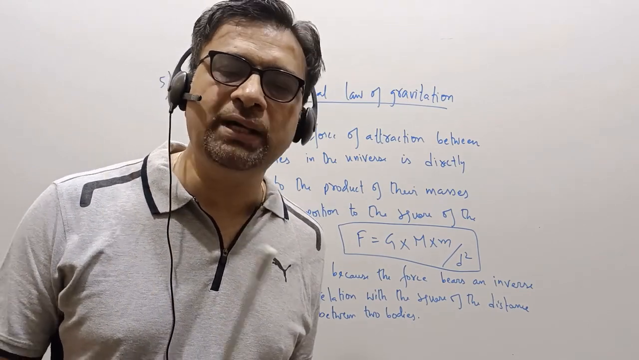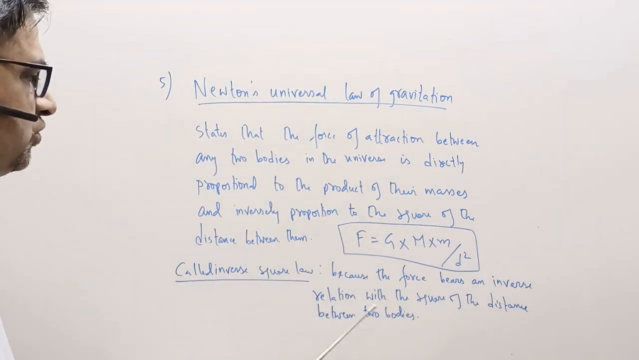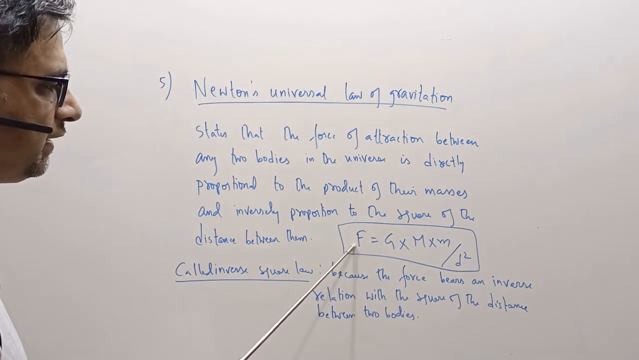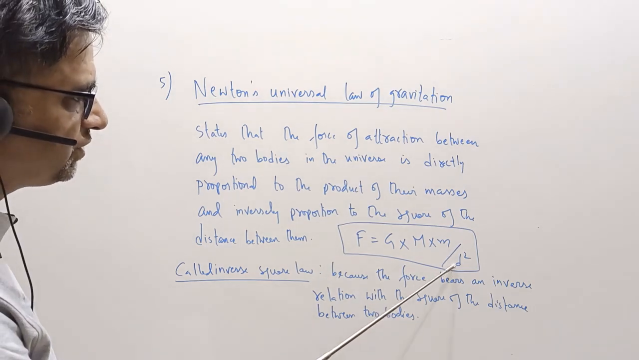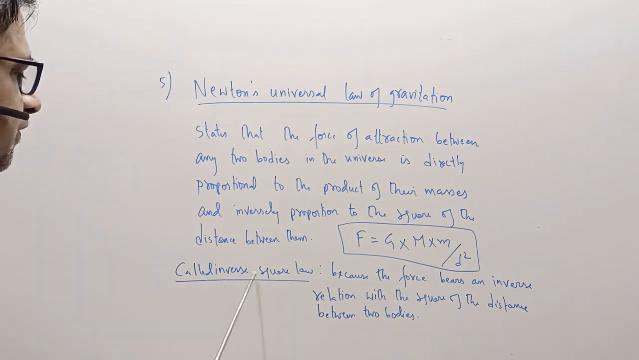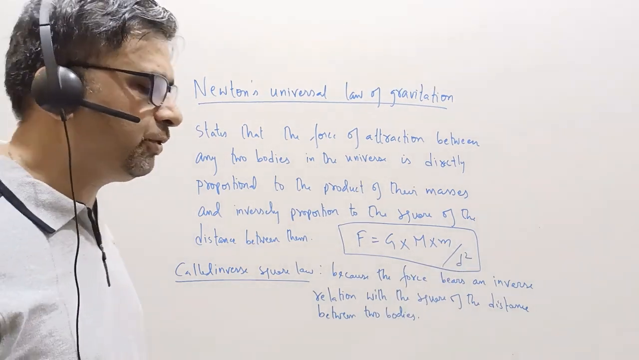The second one, why is it also called the inverse square law? It's also called the inverse square law because the force between the bodies bears an inverse relation with the square of the distance, and that's why it's called the inverse square law. That's it.